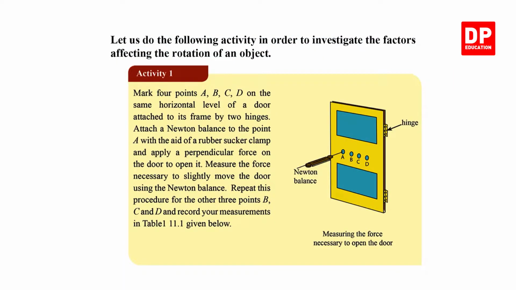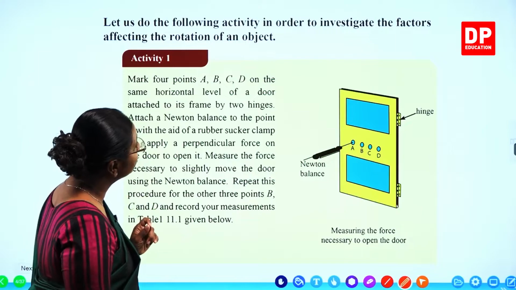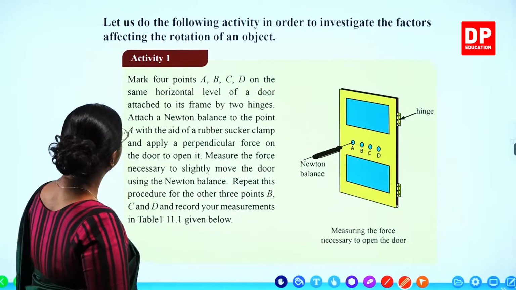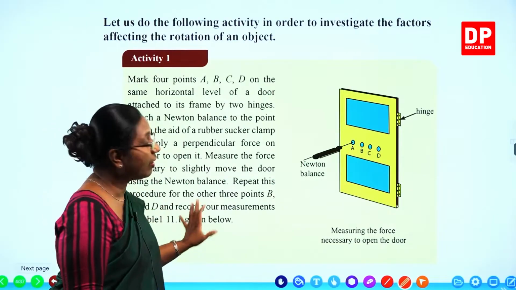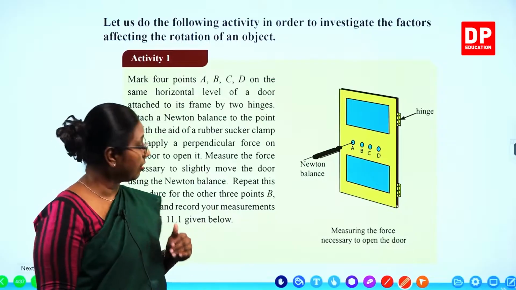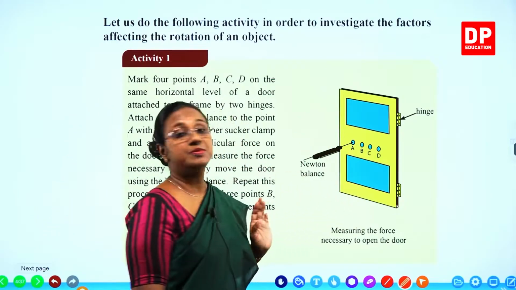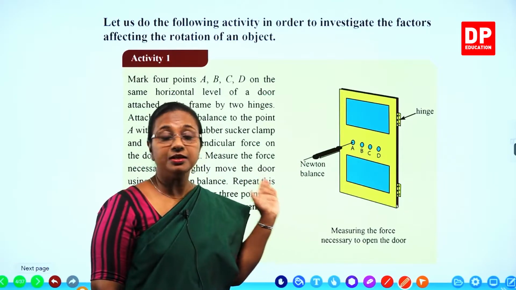To understand that, we will first look at an activity. Here, let us do the following activity in order to investigate the factors affecting the rotation of an object. So here we are going to understand what factors give rise to rotation of an object. This is the object here. The door is the object and we are going to rotate the door.